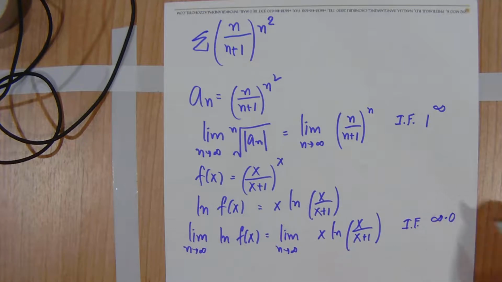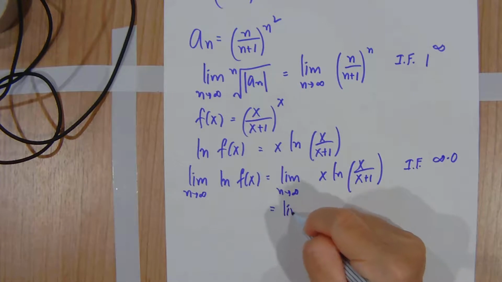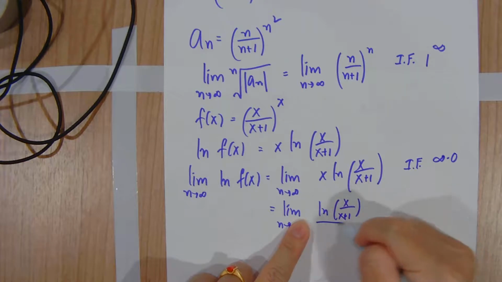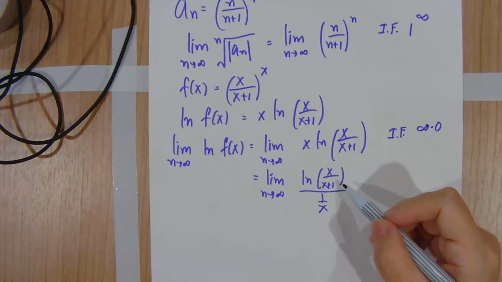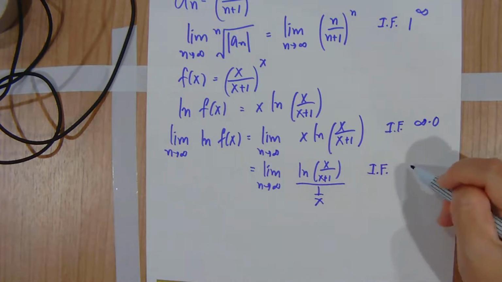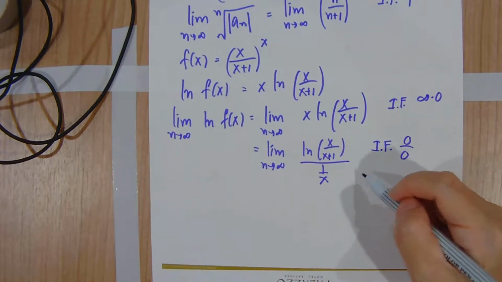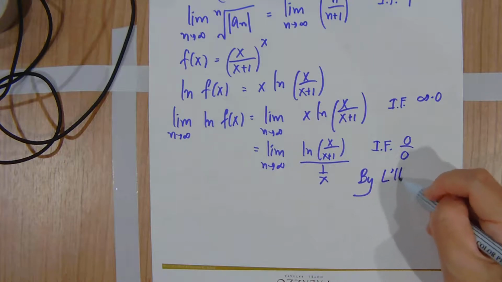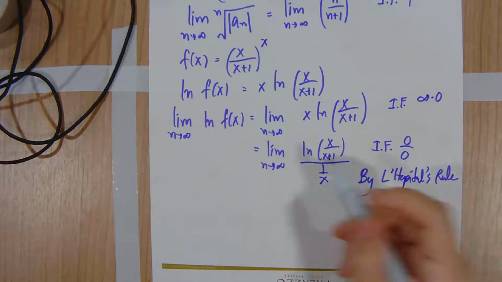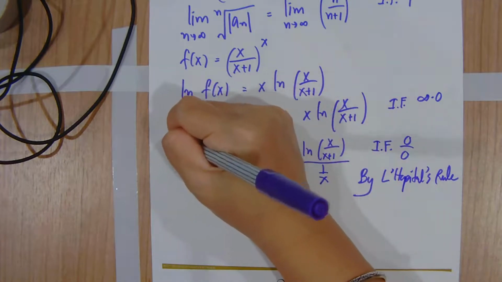And then this is an indeterminate form of infinity times 0, right? Then we have to change it if we want to use L'Hopital's rule. It's easier to put x in the denominator, since it is easier to find the derivative that way. So this is the indeterminate form 0 over 0, and now we can use L'Hopital's rule. Then this is in terms of x.